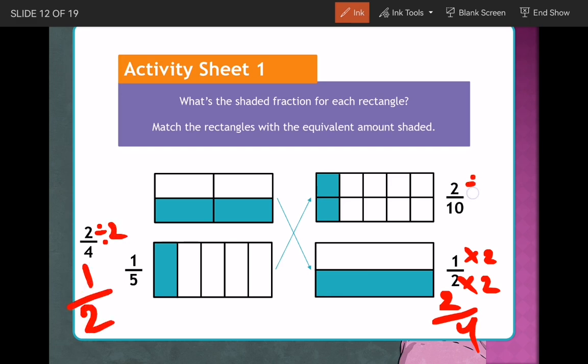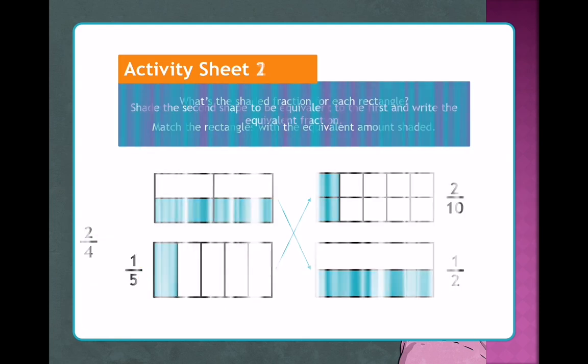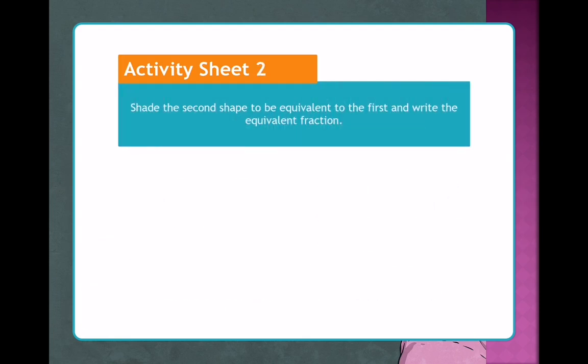If I use division, divide by 2, divide by 2, it will be 1 over 5. Here also, if I check by using multiplication, it will be 2 over 10. Do I have to multiply by 2 every time? No, for sure. I can multiply by 2, by 3, by 4. Whatever the example I have, I will multiply using it.